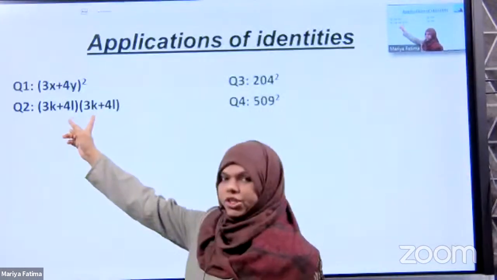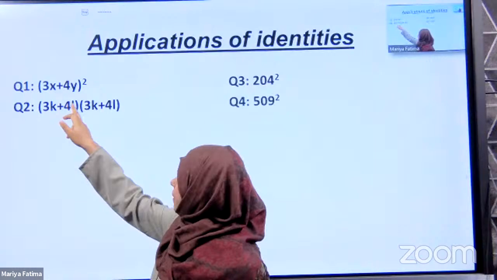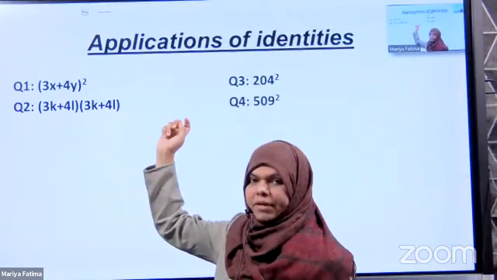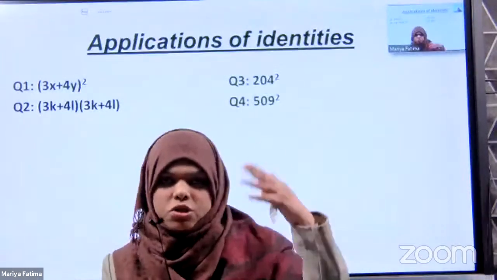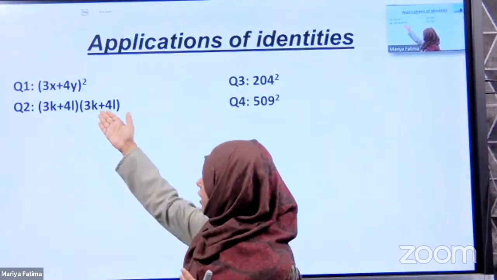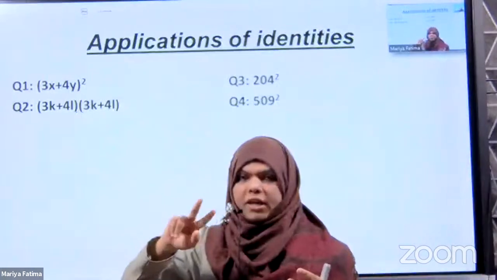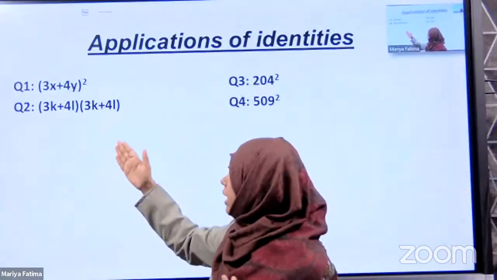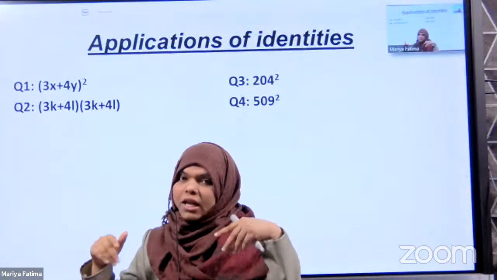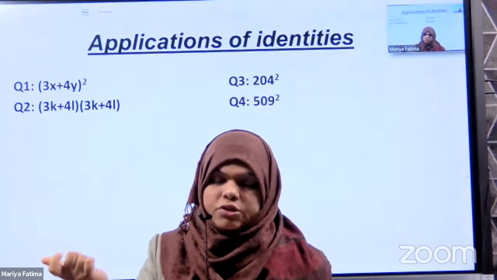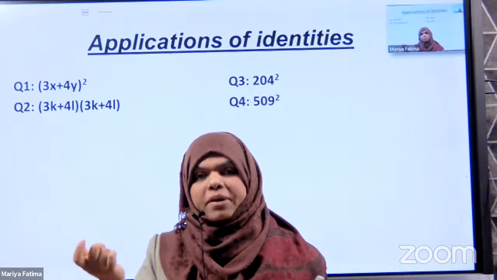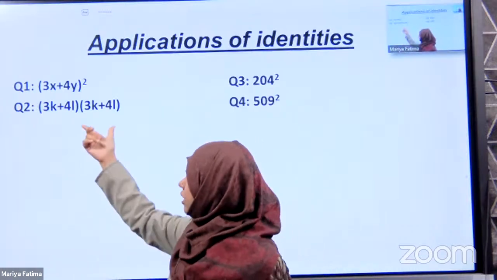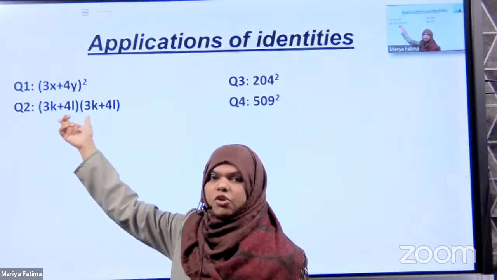The second question you can also do. (3k plus 4l) into (3k plus 4l). 2 into 2 we can rewrite in exponential as 2 square. So here (3k plus 4l) and (3k plus 4l) we have 2 times, so we can write (3k plus 4l) whole square. Now it will be in the (a plus b) whole square formula. Now you can use the identity a square plus 2ab plus b square and solve this. This is your homework. You have to do this.